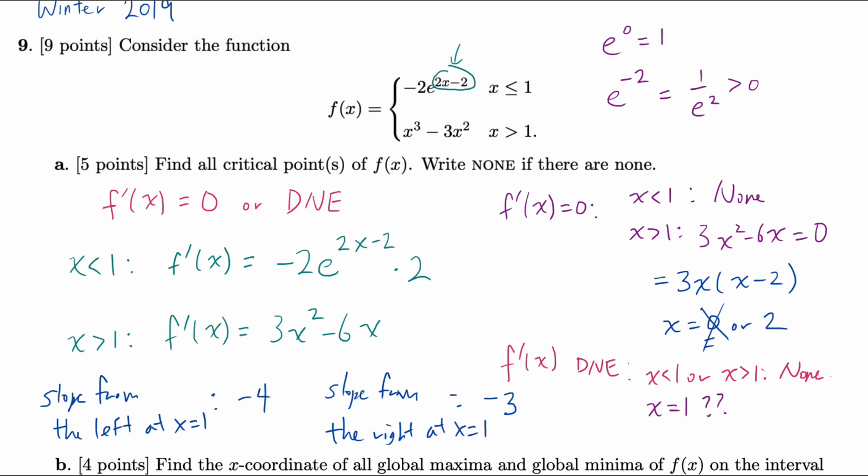So you see that the slope from the left and the slope from the right are not the same. So that's telling us that at x equals 1, f prime of x does not exist. So f prime of 1, I guess, does not exist. So that's telling us that x equals 1 is a critical point. So in conclusion, our critical points are x equals 1 and 2. So we have found these two.